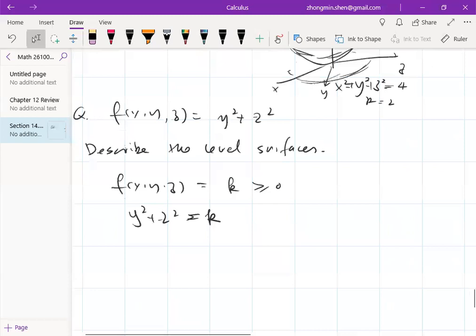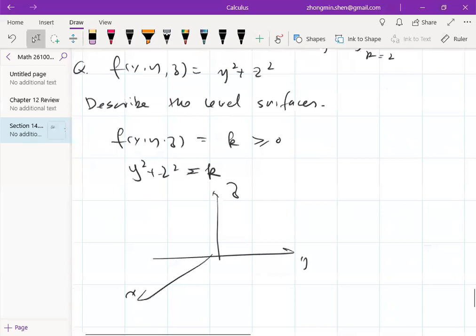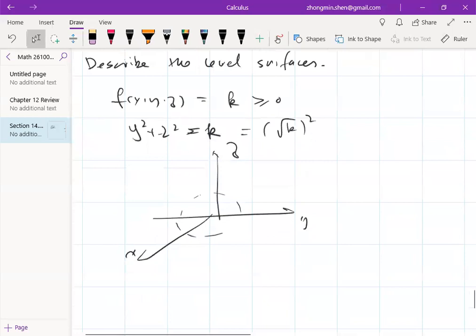This is in 3-dimensional space. The level surface is in 3-dimensional space. The graph will be in 4 dimensions. We're not going to draw the graph. All right, so how can I do that? No restriction on x. So y squared plus z squared equals k. If k is positive, it's actually going to be a cylinder, a cylinder with a radius of square root k.